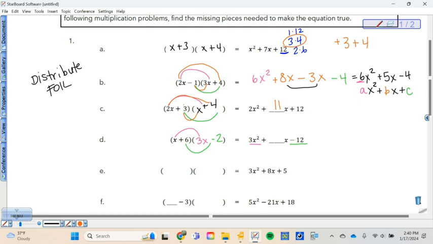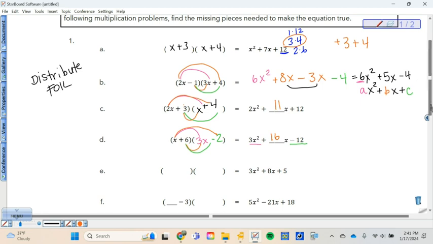So my inners are 6 times 3x, which is, what's 6 times 3? 18x. And my outers are -2 times x. So 18x minus 2x, 16x. Okay. So you're starting to see kind of the pattern there. Again, my first times first gives me that first term. My outers and my inners give me my middle term, and my last times last gives me the last term.